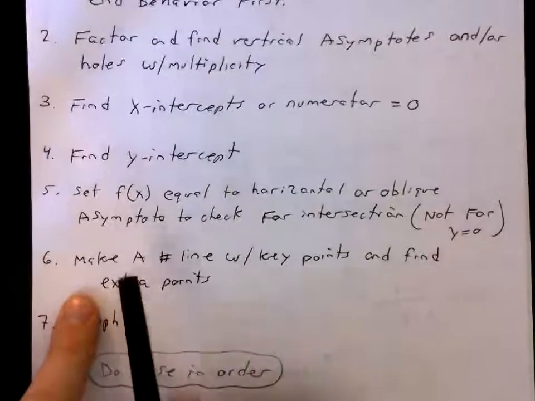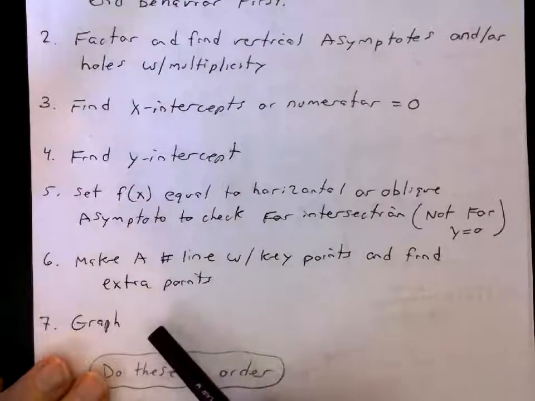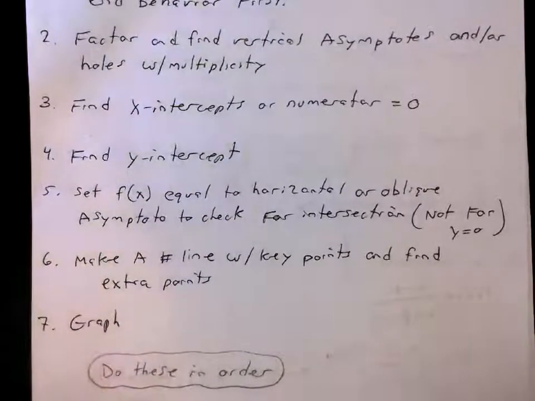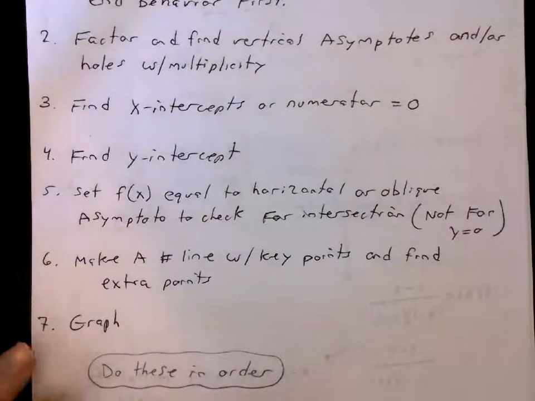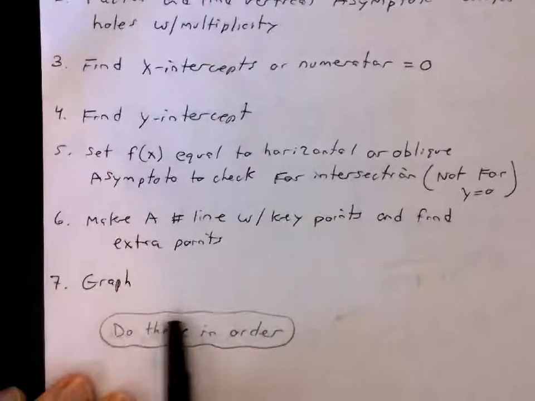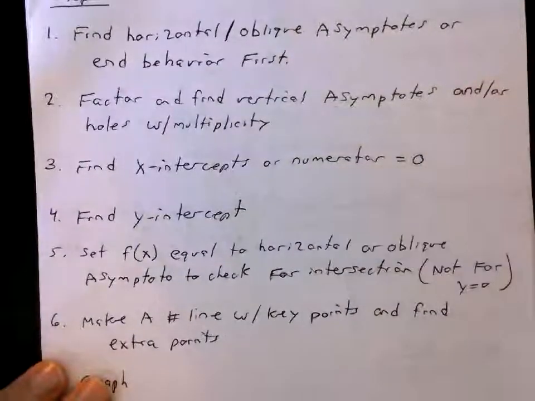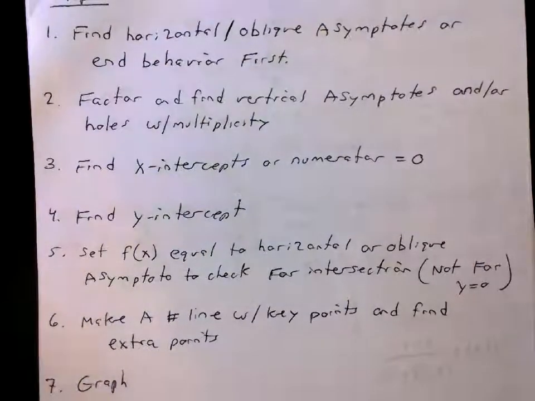Number 6 says make a number list with key points so you can effectively graph your function. Number 7 is to graph it. Make sure that you do these in order because that's like your recipe, and that makes your graph look more reasonable. All right, a couple summary points we want to look at.